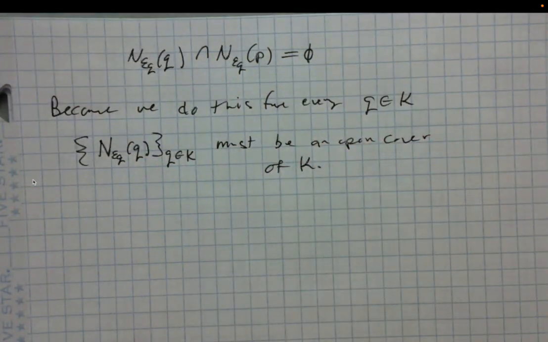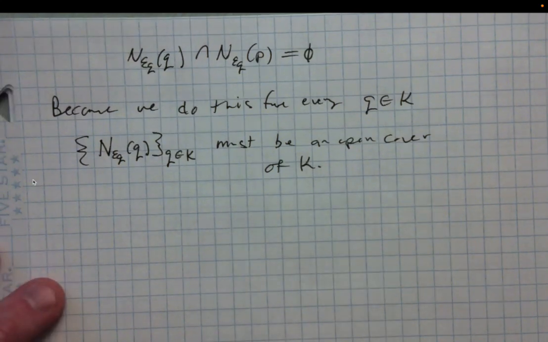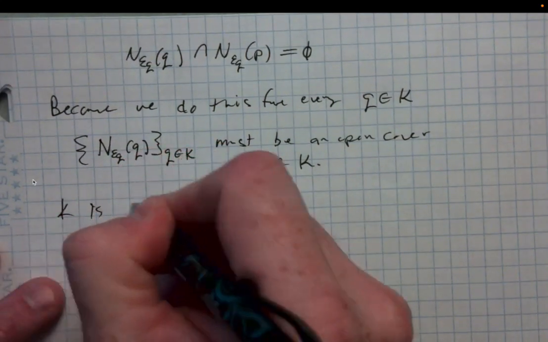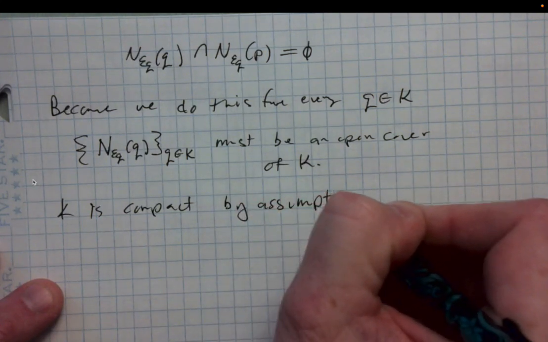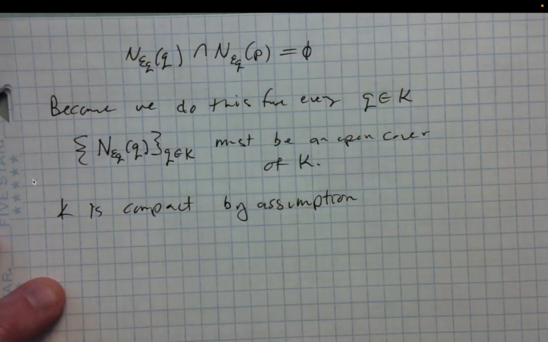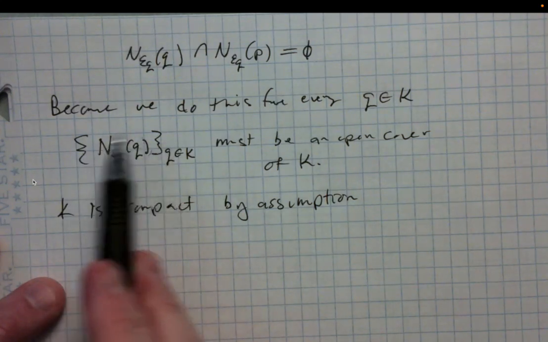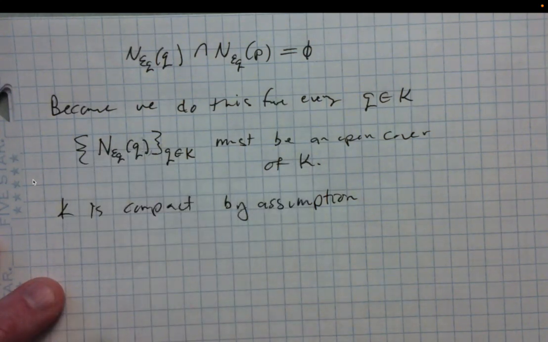We saw an example like this, where for any arbitrary epsilon, if you build a collection of neighborhoods around all the points in a set, then all of those neighborhoods together must be an open cover. We saw an example of this. This was maybe our second example. Okay. Now, K is compact by assumption. What does that mean? Well, it means this particular open cover has a finite subcover which covers K.